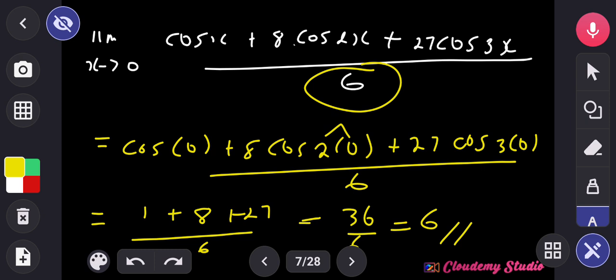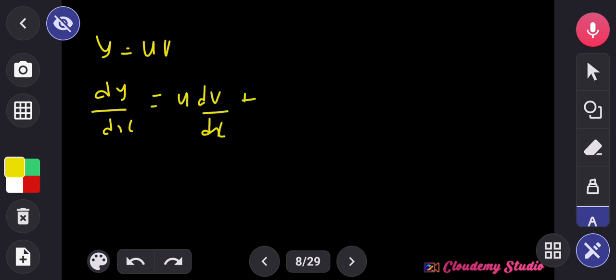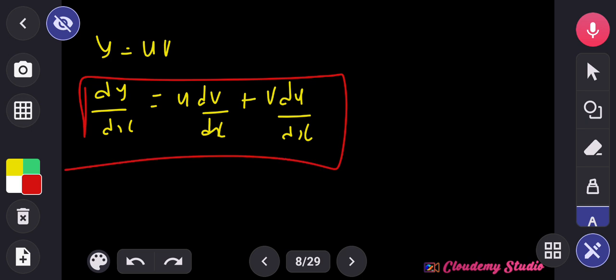And in the next class, we are going to be talking about the product rule of differentiation, where if y equals uv, therefore dy upon dx equals u dv upon dx plus v du upon dx. This is the product rule. So in the next class, we are going to talk about how to apply this particular rule for differentiation.